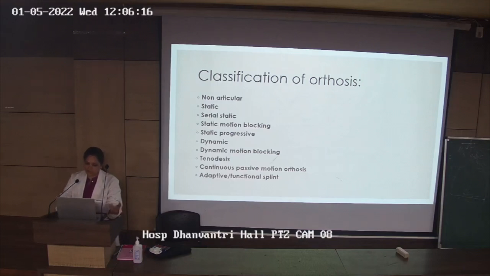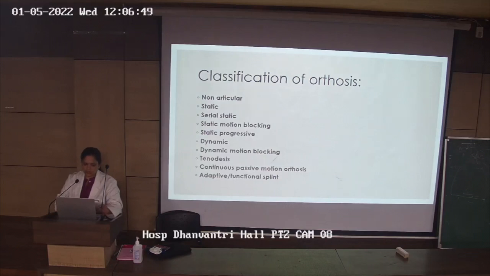And the basic classification of orthosis: it can be a non-articular orthosis, or a static one which is made in a particular position, which is just the resting hand orthosis. Serial static, in which we have to serially change the angle of the orthosis according to the deformity for the correction of the same. Then the static motion blocking, in which there is a block either in flexion or extension. Then static progressive, as we can see in the knuckle binder orthosis. Then dynamic, which we can again see in the tenodesis orthosis or tenodesis splint. Then dynamic motion blocking, it is same as the tenodesis splint.